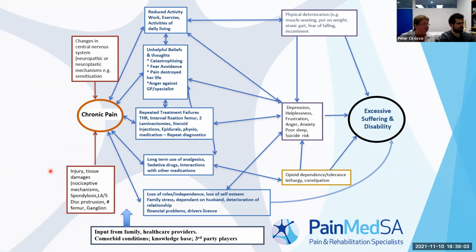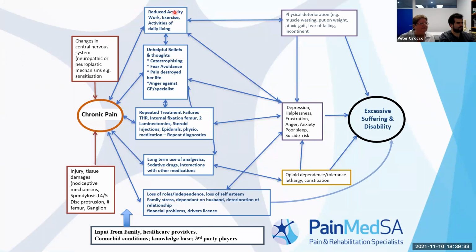But what was left was changes in Carol's central nervous system, and she developed neuropathic pain and neuroplastic mechanisms, and she had sensitization. All of this was the cause of Carol's pain. But what that meant was that because of the chronic pain, she had reduced activity. She couldn't work. She couldn't exercise. Her activities of daily living were interrupted.